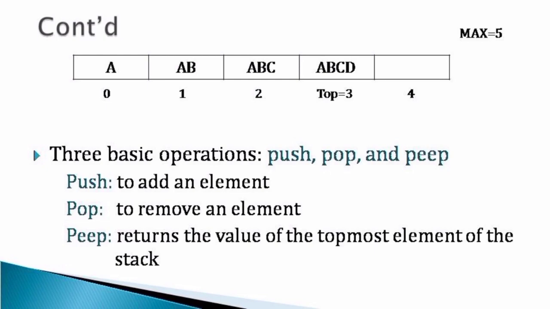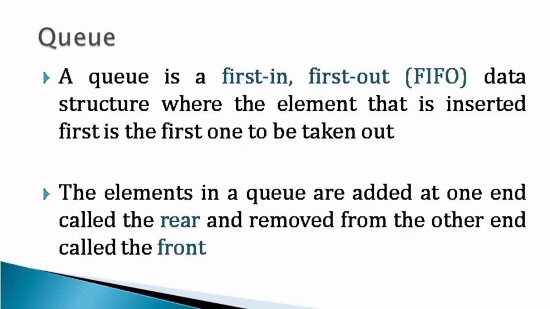Push operation inserts a new element to the top of the stack. Pop removes the existing element from the top of the stack. Peep operation returns the value of the topmost element in the stack without deleting it. Queue follows the first in first out structure. Here, the element which is inserted first is the first one to be processed and taken out. In a queue, insertion can be done at one end called rear and deletion occurs at the other end called front.